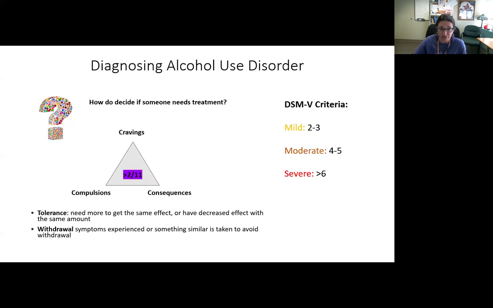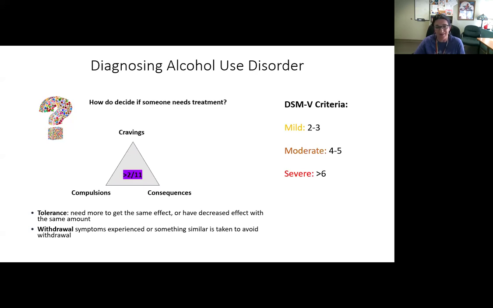Compulsions, so this is compulsion to continue use despite the negative consequences, being social, medical, perhaps both physical and social consequences. And so once someone has met at least 2, so 2 to 3 of those criteria, they have mild use disorder, 4 to 5 being moderate, and at least 6 of them would be severe.